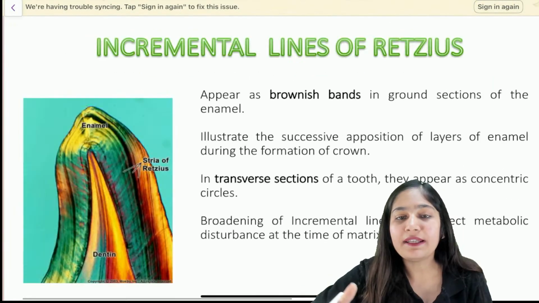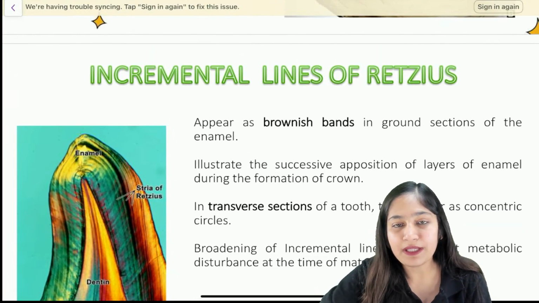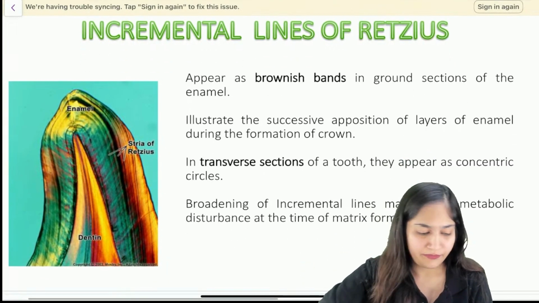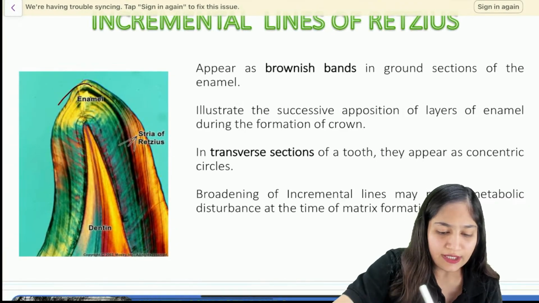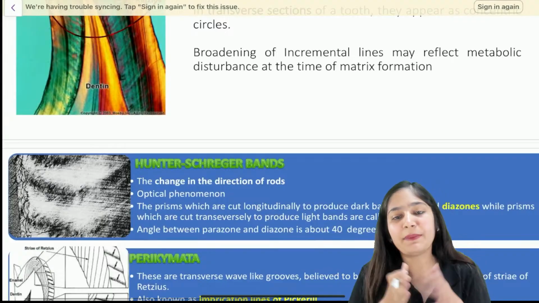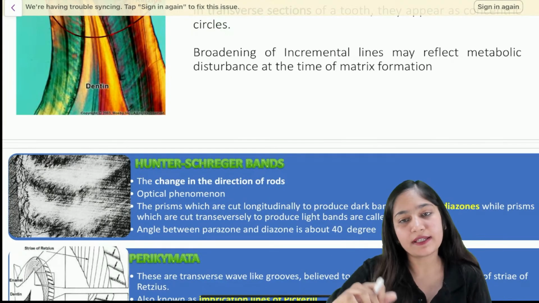So they are mainly, striae of Retzius are what? Incremental lines of enamel that depict successive deposition of enamel. In transverse section, they appear concentric. And there may be broadening of the lines during the metabolic disturbances.